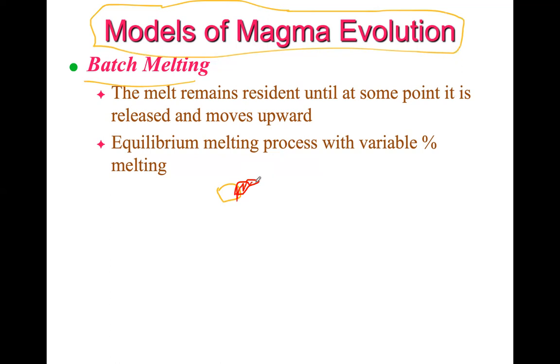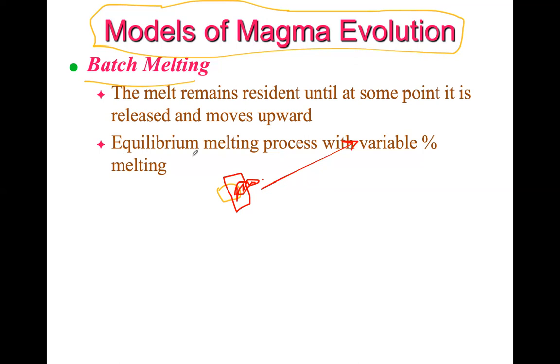So you have a batch of magma produced from the source, and it remains in contact with the source for some time, right? It doesn't release as soon as it's formed. After it has reached some equilibrium condition with the solid, elemental exchanges can take place, and only then does it move as a batch, percolating upward. The melt is always less buoyant than the solid, so it can go up naturally.